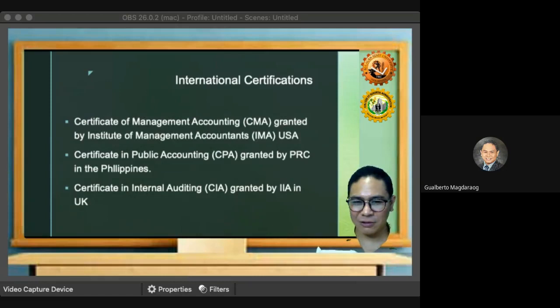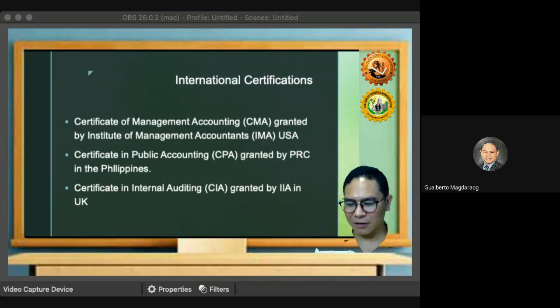Okay, other certifications like CAT ng NIAT is also okay. I think that is granted by the UK. Tatlo yun eh: Bookkeeping, CB, Certified Bookkeeper; RCA, Registered Cost Accountant; and CAT. UK din ang nagpo-provide nun. Yun ang pinakamura na international. So, mas kaya niyo yun.